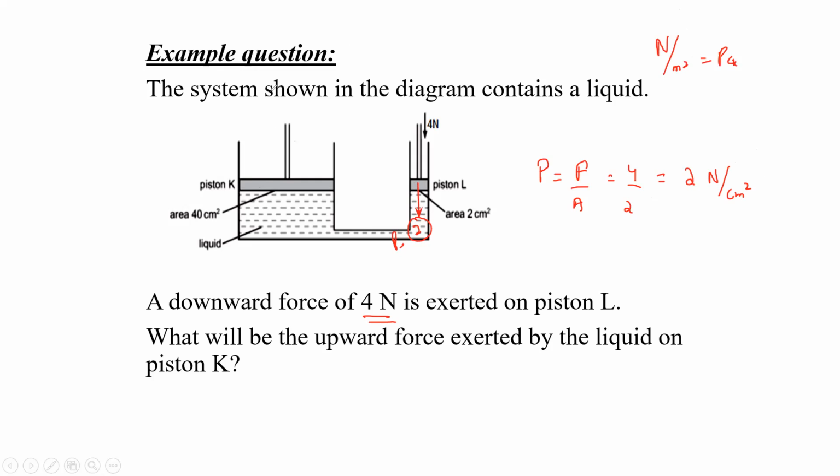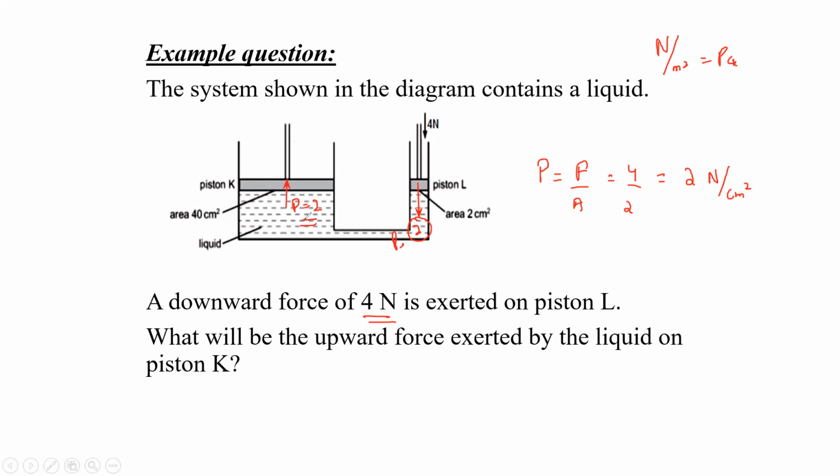So how much pressure will the liquid apply? On the other side, what will be the pressure exerted by the liquid? If we are applying 2 Newton per centimeter square, how much pressure will be applied by the liquid? What will be the value? According to the principle, whatever pressure we apply on the liquid, the liquid will apply the same pressure. So the pressure exerted by the liquid will also be 2.